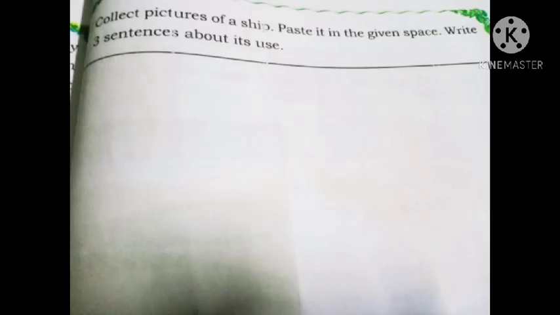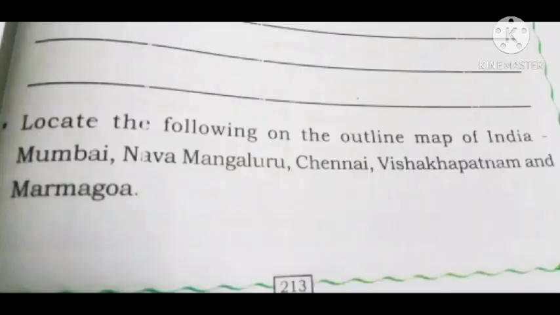Now, they have given two activities in your textbook on page number 213. In the first one, you have to collect pictures of a ship and write three sentences about its use. How a ship is used in our life, that you have to write. The second activity is to locate the following on the outline map of India: Mumbai, New Mangaluru, Chennai, Visakhapatnam and Marmagoa. In the beginning, I had asked you to mark the rivers and oceans, isn't it? In that map only you can do this also.